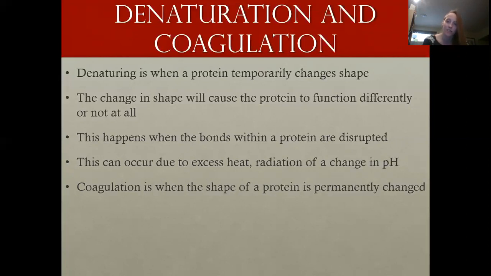So this is why really high fevers can be dangerous. It can also happen if you're exposed to radiation, so you get radiation poisoning or radiation sickness, or changes in pH in your blood, which is why it's important that our body maintains homeostasis to maintain things like your blood pH.